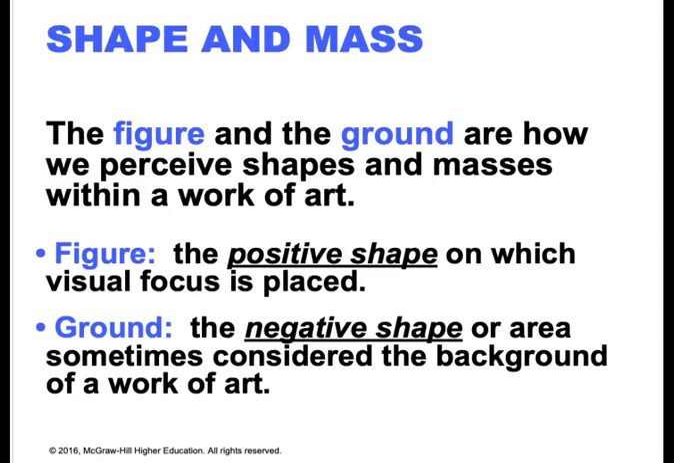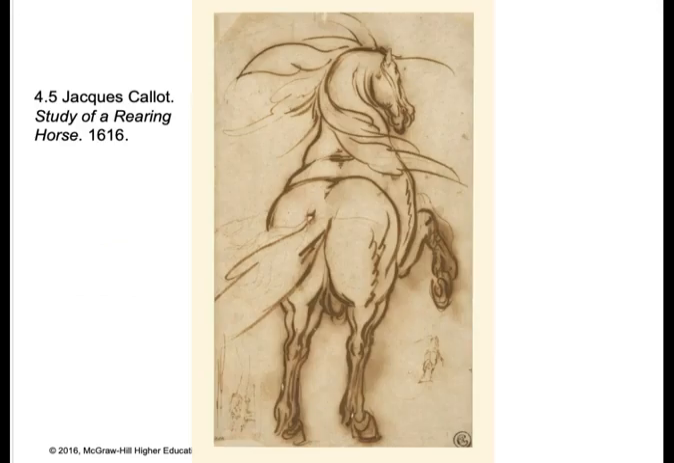I'm going to click back real quick to a previous image. This one, which was when we were talking about line, study of a rearing horse, you can very clearly see the horse is the positive space, right? This positive shape. The area all around it, the kind of basically blank paper and a few squiggly lines in the background. I think this is a horse down here too. That will be considered the negative shape.